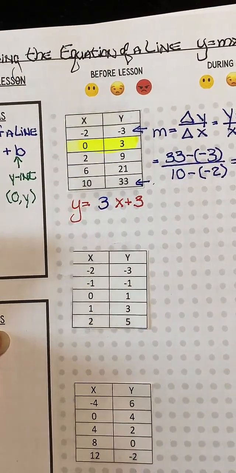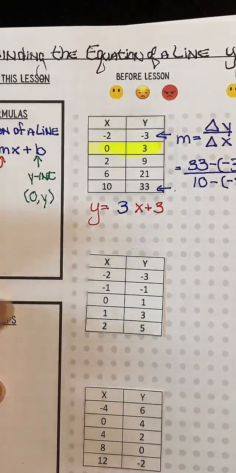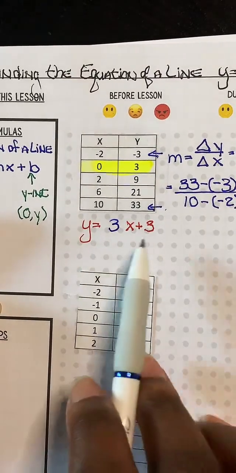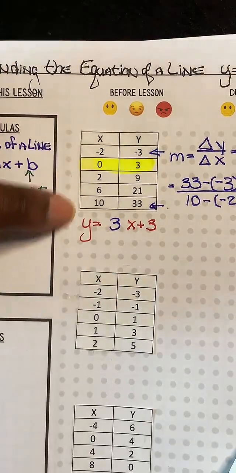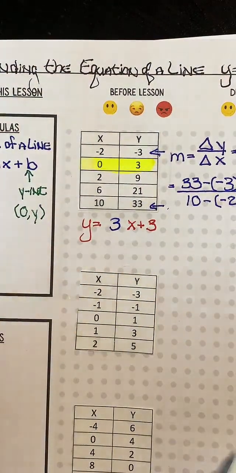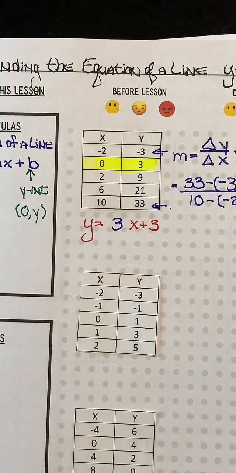Now, if you don't believe, or if you want some extra proof to say that this is my equation for all of this, we're going to pick a set of points. It doesn't matter which set. It really doesn't. Pick a set of points for me. An x and a y. Which one do you want to use?